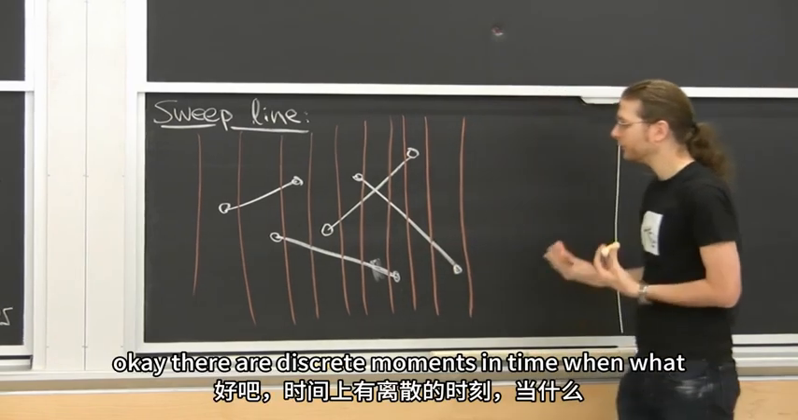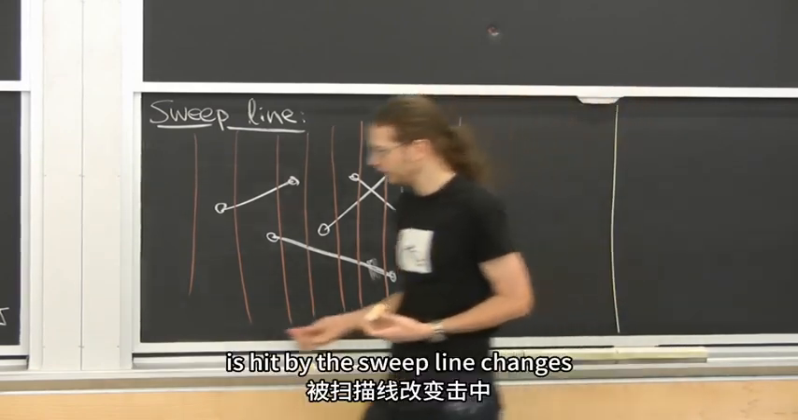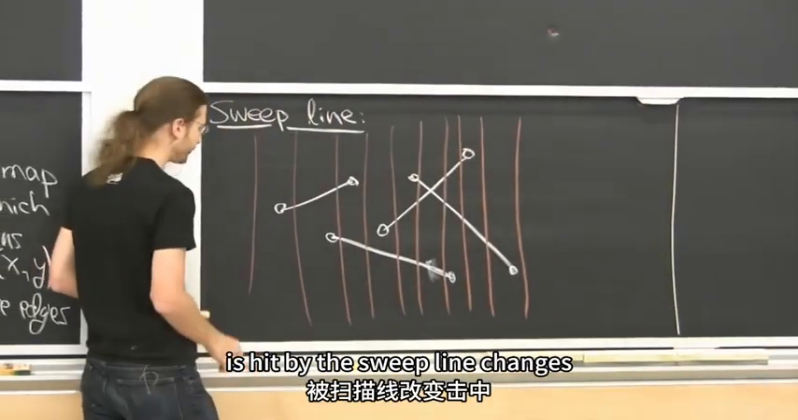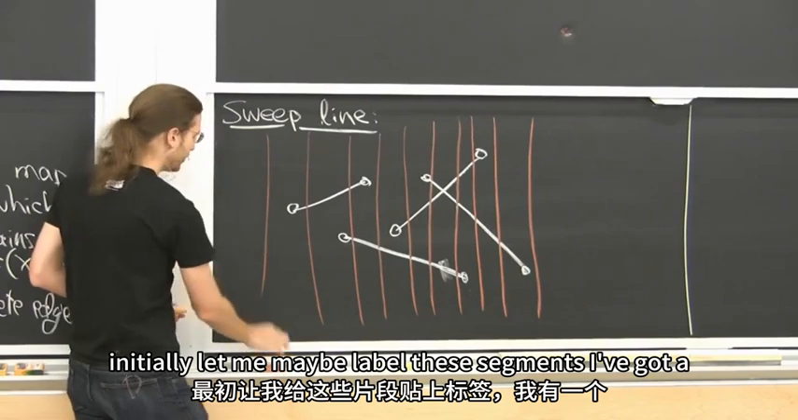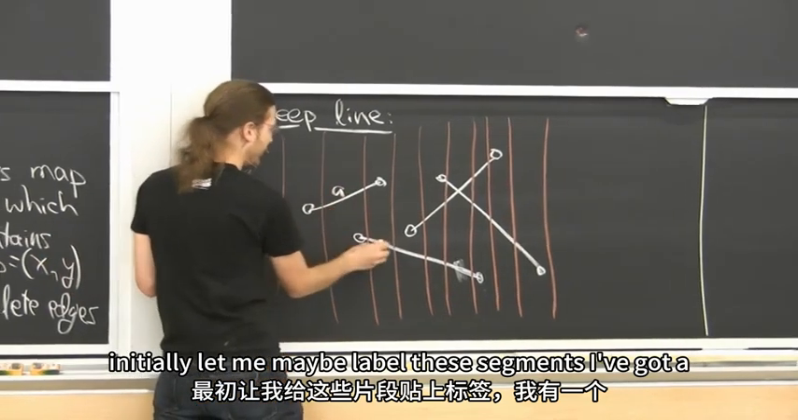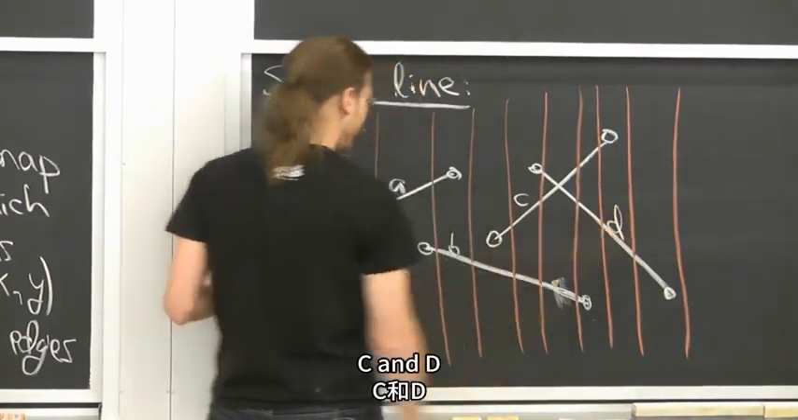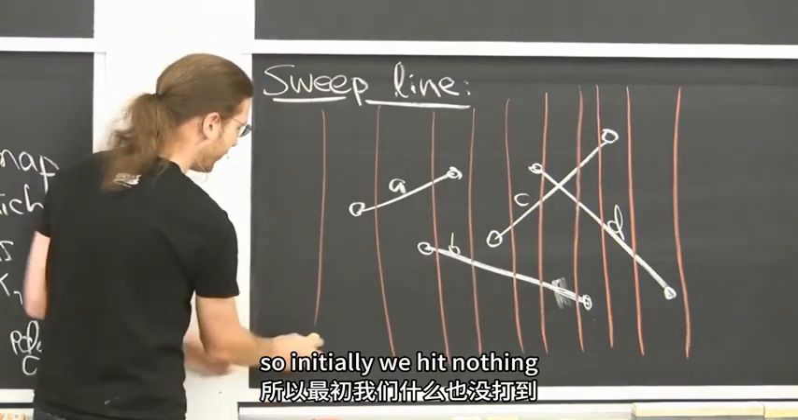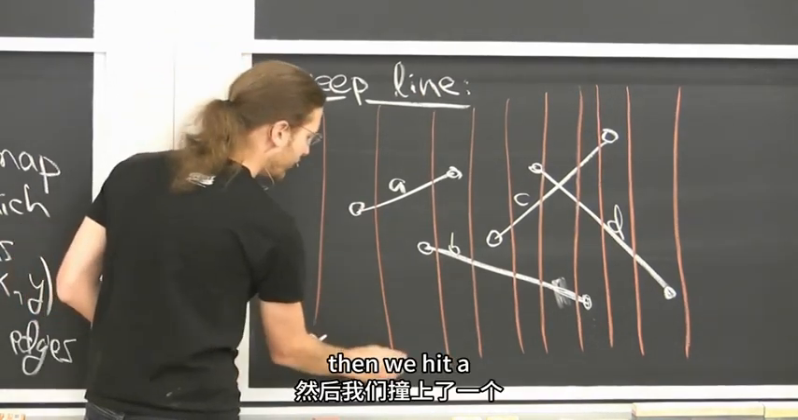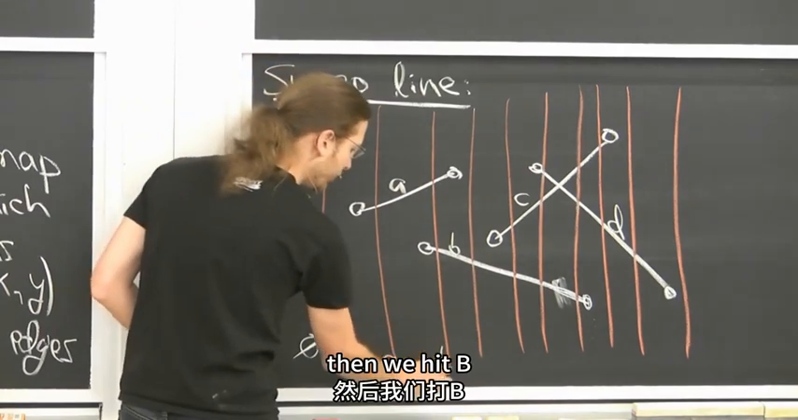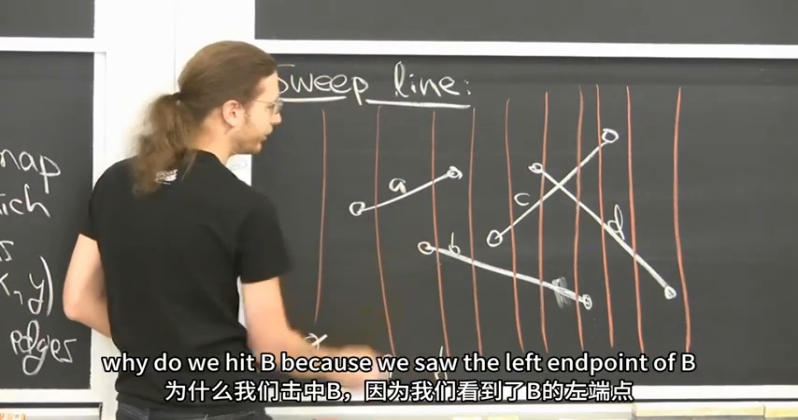Okay, there are discrete moments in time when what is hit by this sweep line changes. Initially, let me maybe label these segments. We've got A, B, C, and D. So initially we hit nothing, then we hit A, then we hit B. Why do we hit B? Because we saw the left endpoint of B.